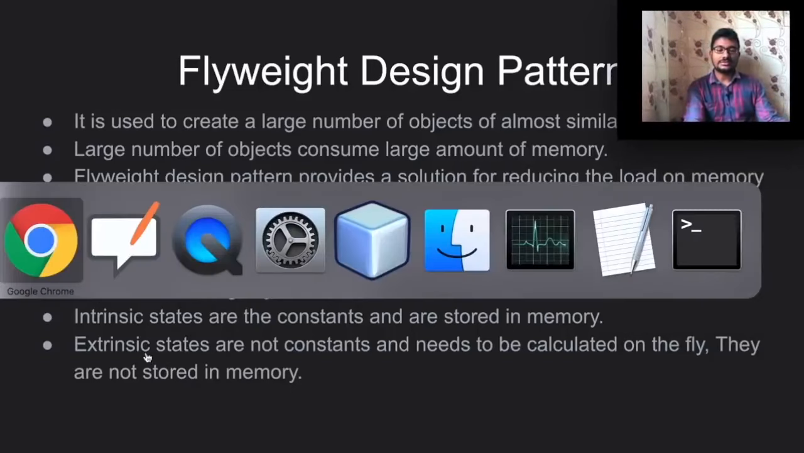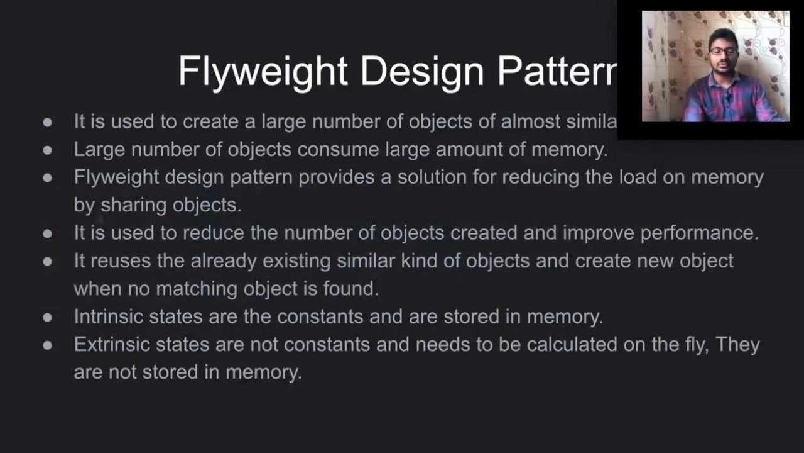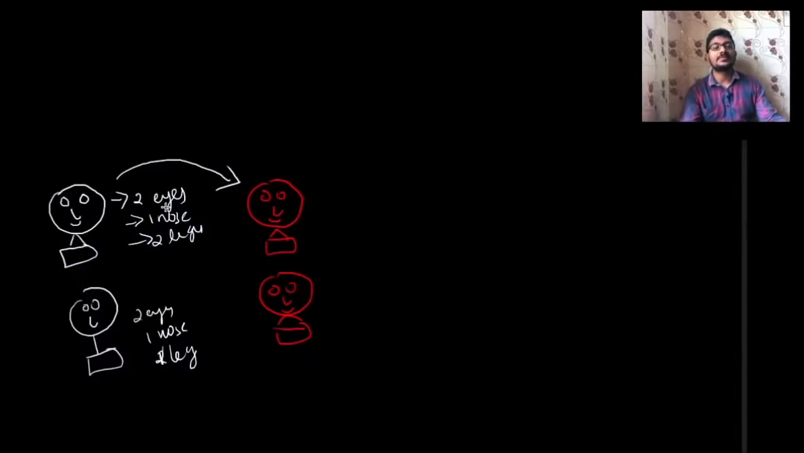So here, intrinsic states are those things which can be saved in memory. For example, this is one Angry Bird object and this is another Angry Bird object. Here 2 eyes, 1 nose, 2 legs are the constants that can be saved in memory. Here 2 eyes, 1 nose, 1 leg are constants that can be stored in memory.